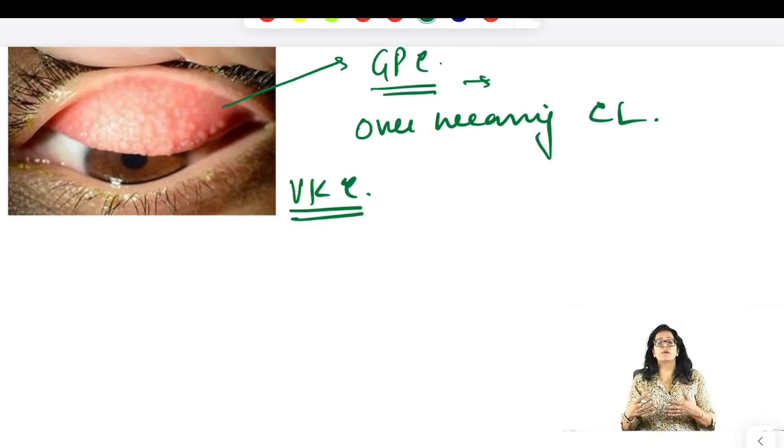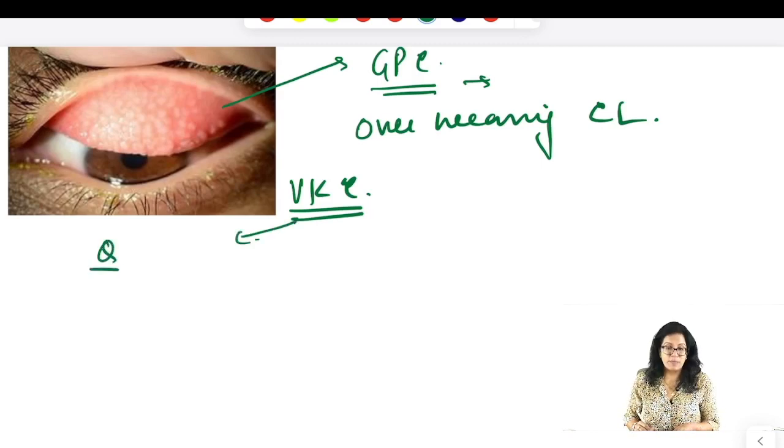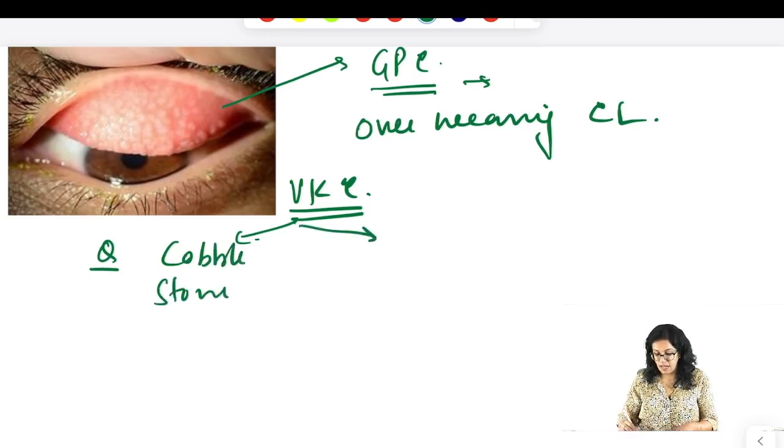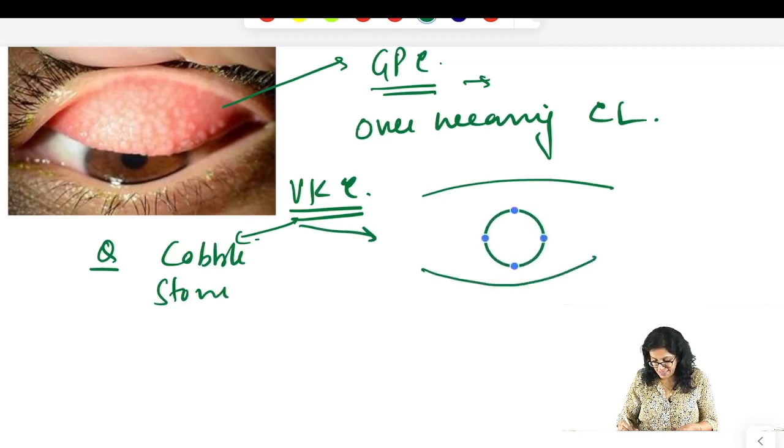This is a misnomer because it mainly occurs in summer. Okay, so let's also revise vernal kerato. We all know these raised papilla in vernal are called cobblestone appearance. Another question is the same, when you see the same picture on the limbus, what do you call it? These raised papilla have spots, and these are what are called Horner-Trantas.